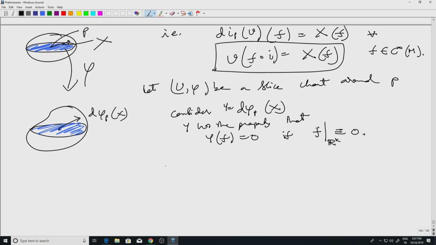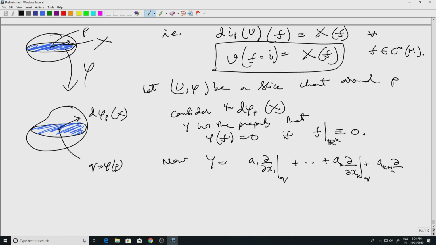As I was saying, the whole point of moving to R^n is that I have a natural basis in terms of which I can express all derivations. So let's do that. Now Y equals a1 del by del x1 at this point. So this point is some point q. So q equals phi of p, plus, so let's write the first k separately, plus a_k plus 1, up to a_n del by del x_n at q.